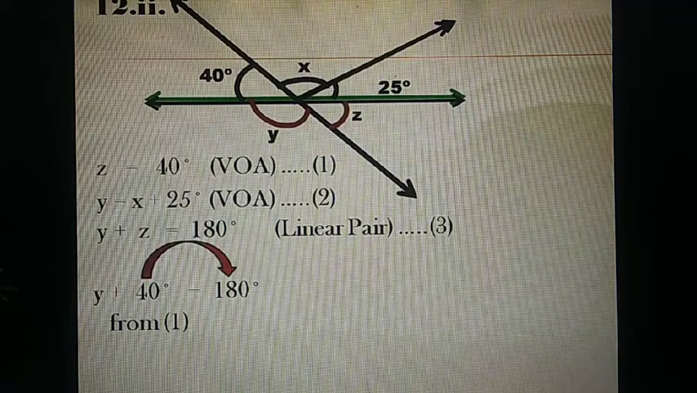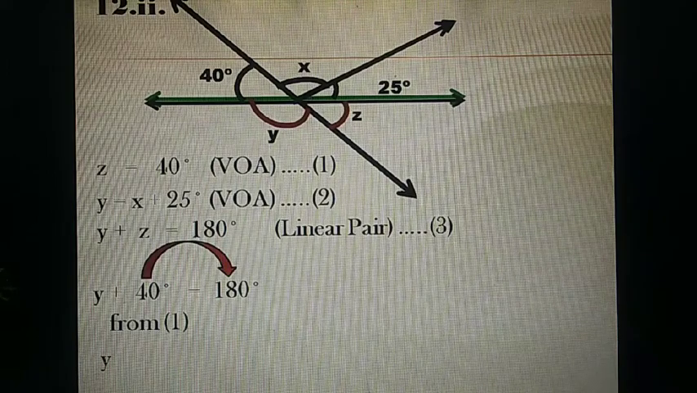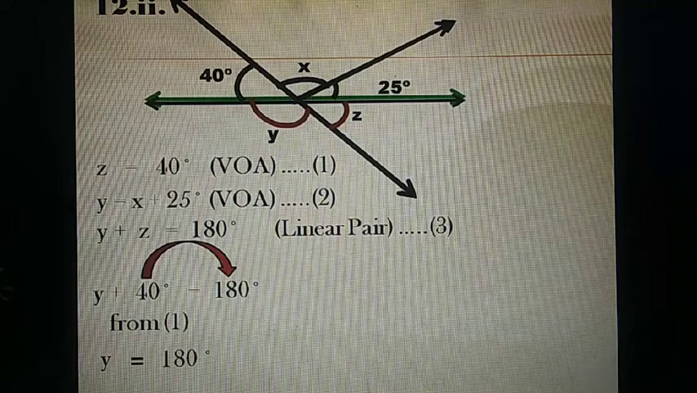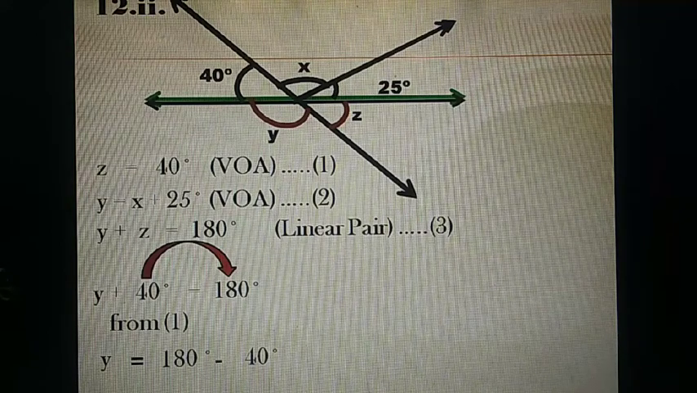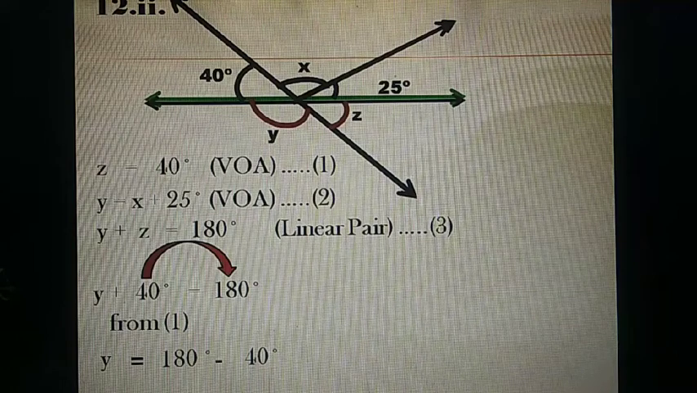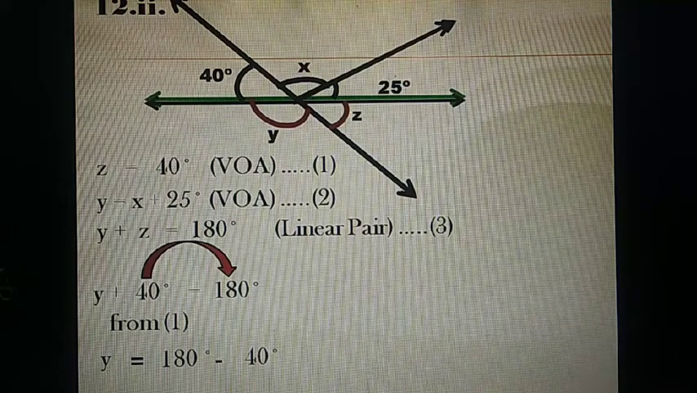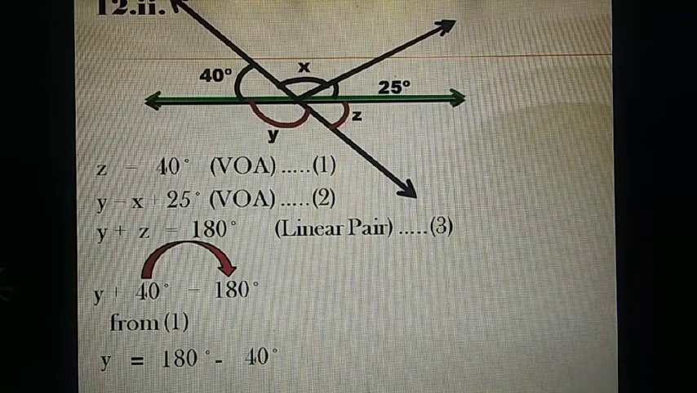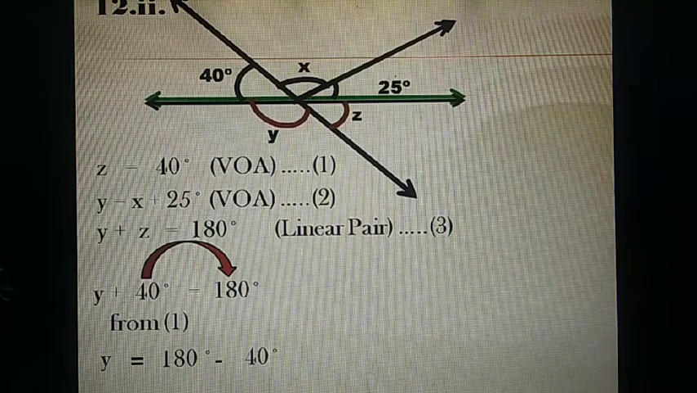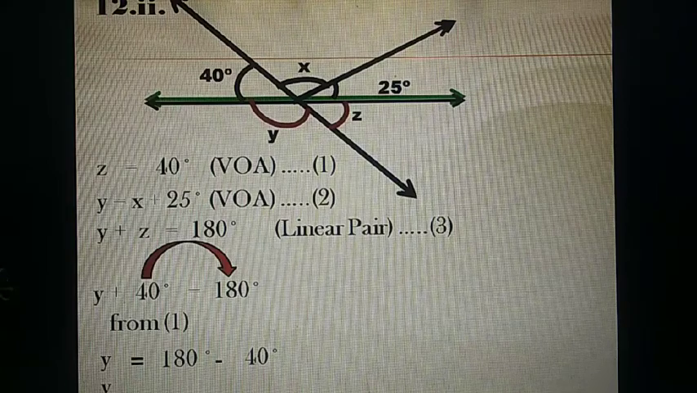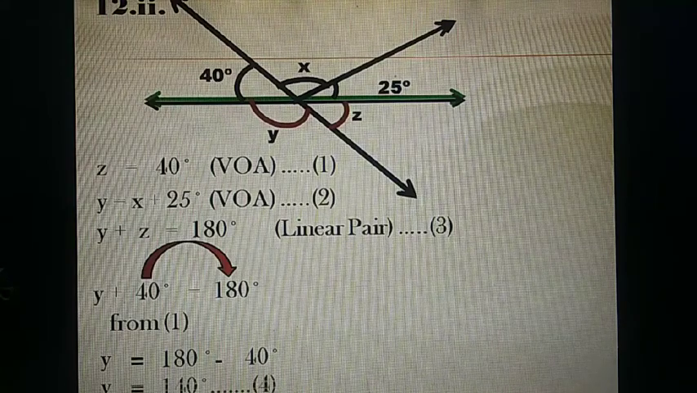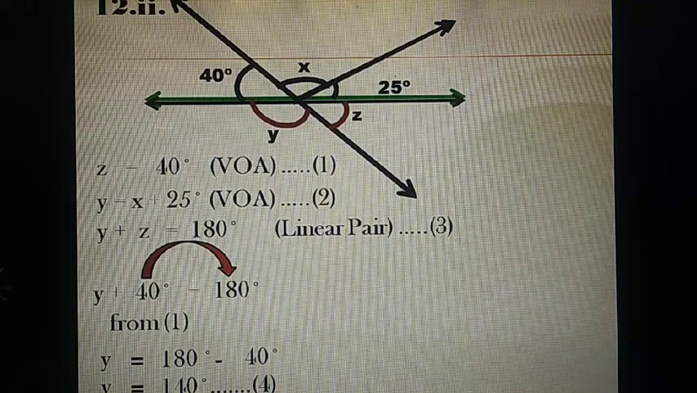Now shifting 40 to the right hand side, you will get y as 180 degrees minus 40 degrees. Why minus? Because on the left hand side before shifting it was positive. So after shifting it will become negative. Solving the right hand side, the value of y is 140 degrees. Now y is clear to us.